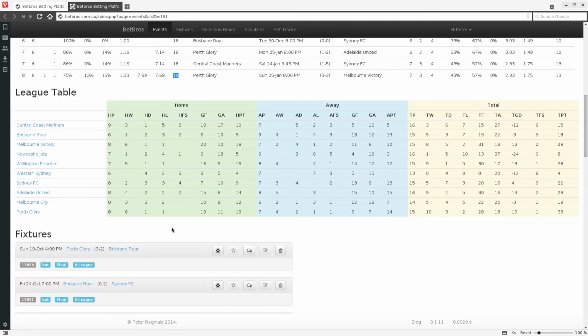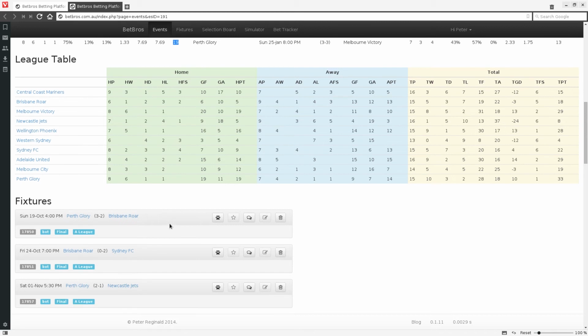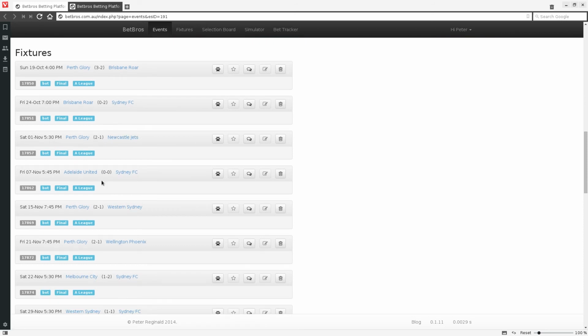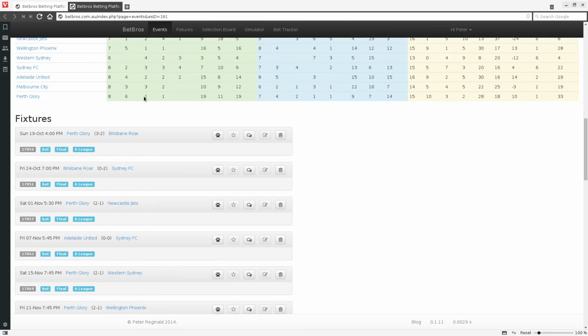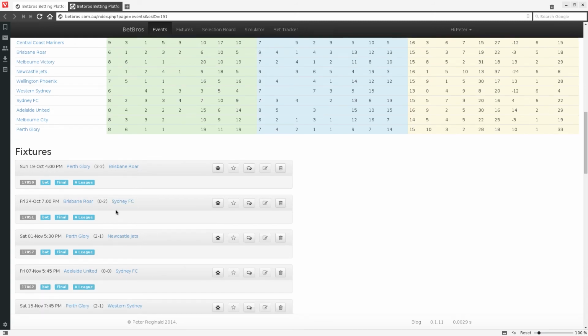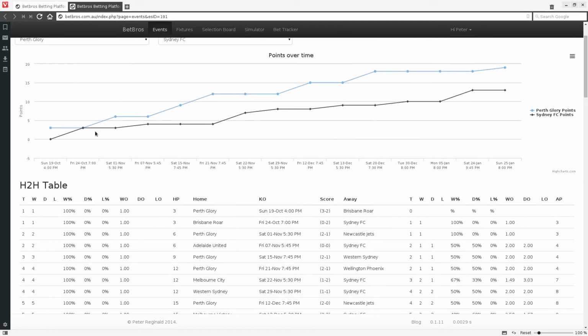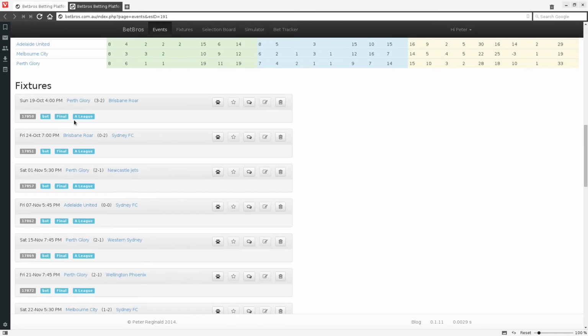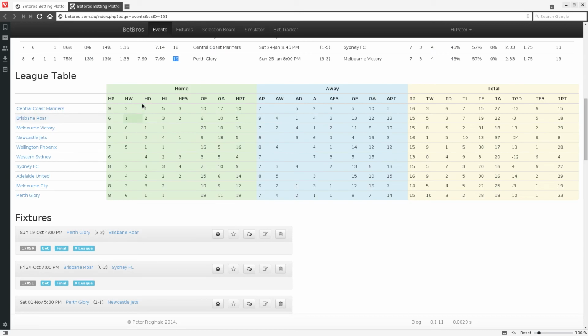Let's see, what if we wanted to see all matches where Perth Glory has played? So here we've got the fixtures. This lists all fixtures between Perth Glory at home and Sydney FC away. It's only these because I've used this filter here for home and away. It's filtered all the matches for these two teams respectively, at home and away respectively.